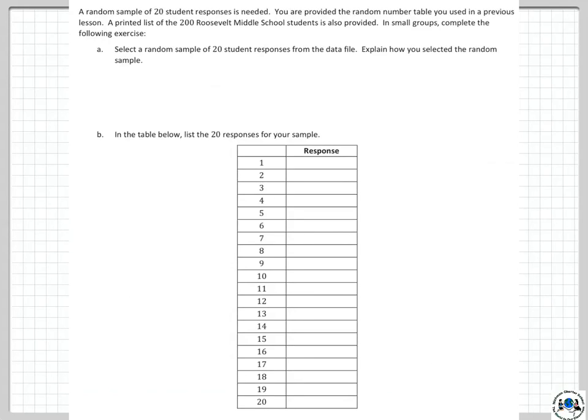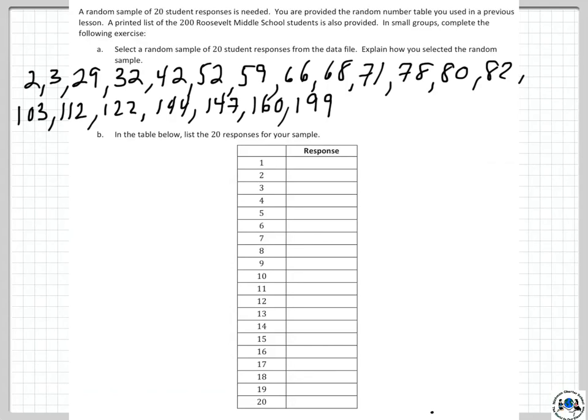So my random numbers were, well, I'll write them down. I'll be back. Okay, here are the numbers I came up with. These were the 20 student responses, or the 20 different students I generated from my random number generator. So there they are.